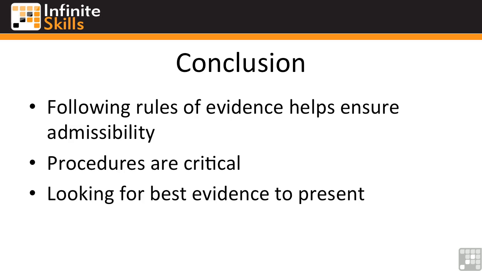And again, we're always looking for the best evidence to present, and that means the most original, the most authentic, the most accurate evidence. So that's what we're looking for when we are looking for evidence. And again, the federal rules of evidence help us to know what all of these criteria are for presenting evidence in a legal proceeding.